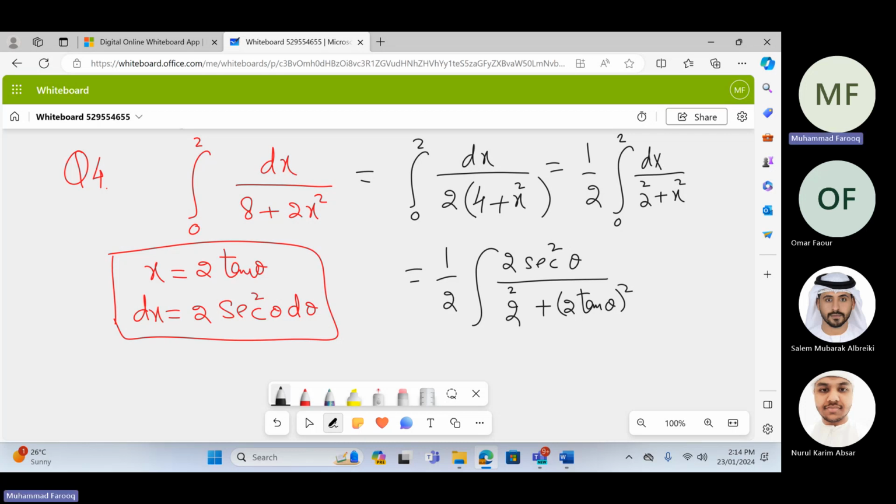I just put the values, please. Look at dx, how much? 2 secant squared theta d theta. Now 2 squared as it is plus x, how much? Look at x, 2 tangent, it has a square. I make the substitution and I put the value here. Is that fine? Okay, now please go ahead. This 2 and 2 cancel. Yes or no?